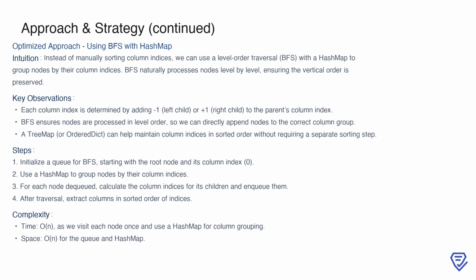Now, to address the inefficiencies of the brute force method, we can turn to an optimized approach that utilizes breadth-first search, or BFS, combined with a hash map. The key insight here is to use BFS for its natural ability to traverse nodes level by level, ensuring we preserve the vertical order of nodes. Instead of manually sorting column indices, we use the hash map to group nodes dynamically by their column indices during traversal.